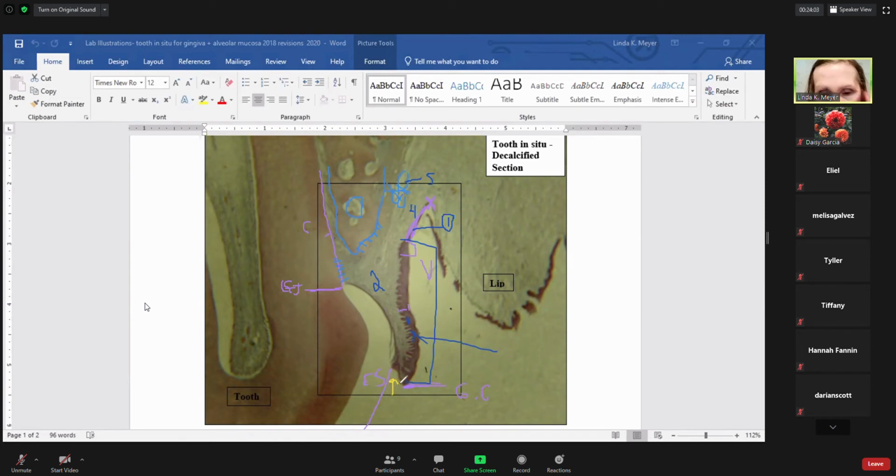See how that looks like hardly anything compared to the diagram that you labeled. So lining the sulcus is what, Tiffany? The sulcular epithelium. Okay, good.